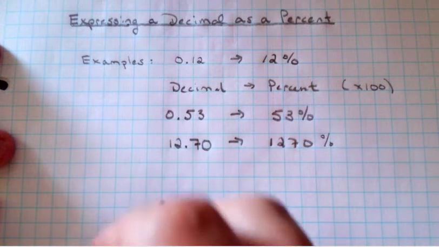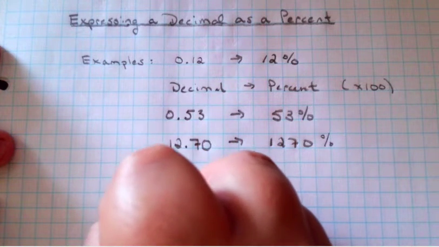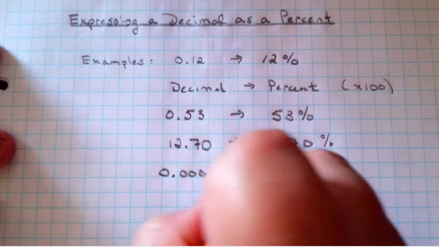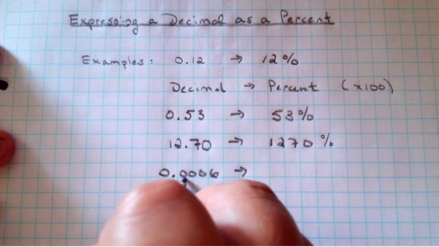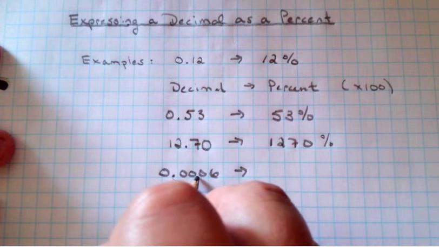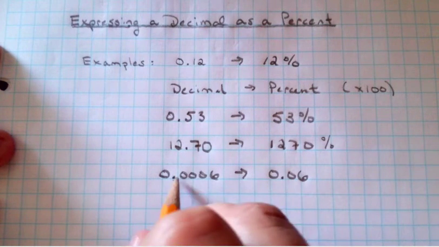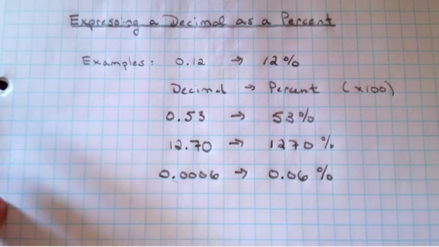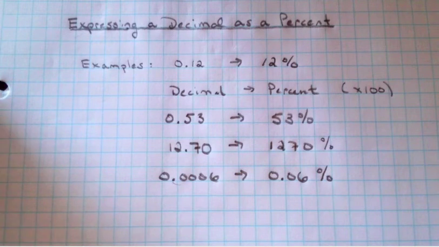We can also do some really small decimals. Let's say we've got 0.0006, and I want to write that as a percent. Well, what I'm going to do again is just move this over once and then twice. So what I'm going to get is 0.06. So it's kind of like I'm getting rid of two of these zeros here. Now my percent symbol comes along for the ride. So that should be enough examples there of how to go from a decimal to a percent.